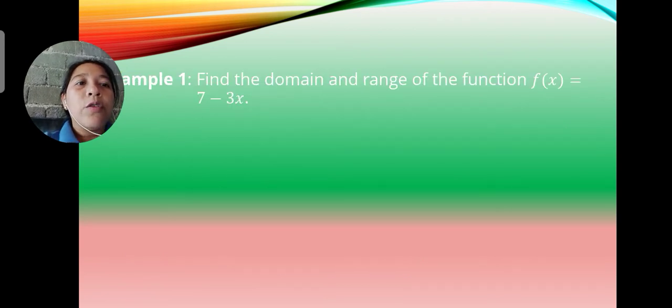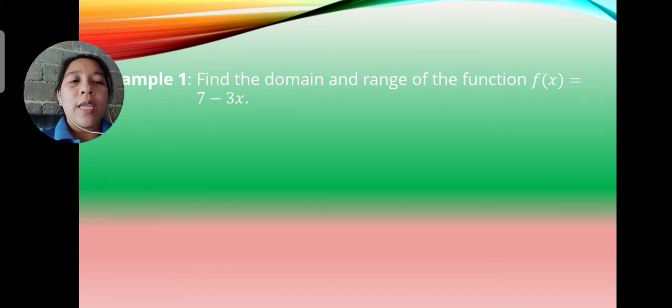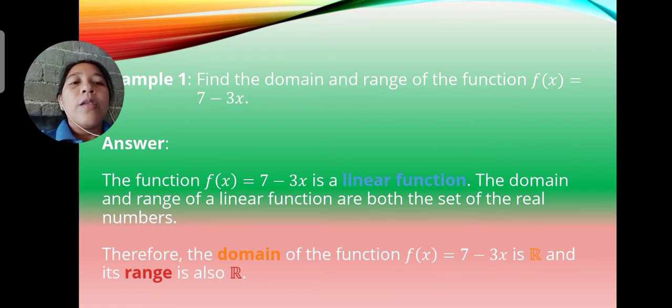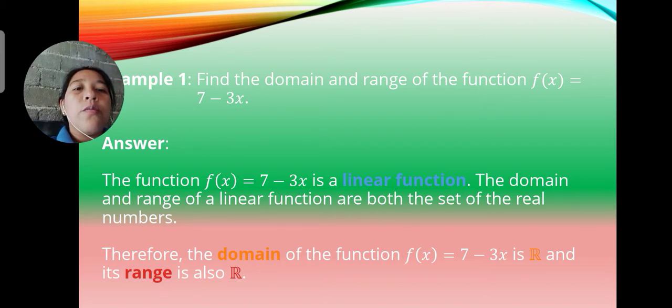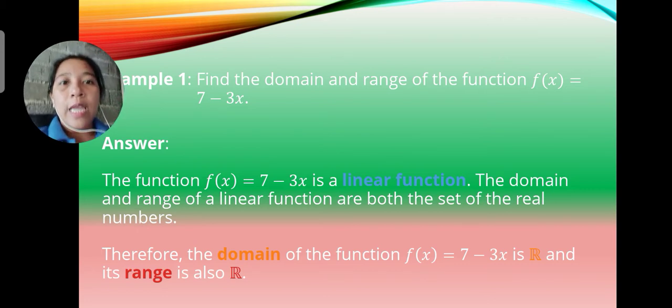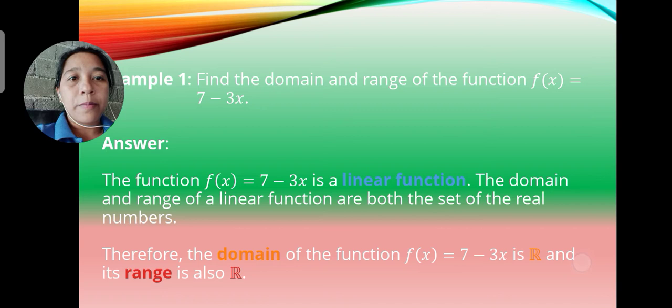Let's find the domain and the range of the function f of x is equal to 7 minus 3x. The solution is: the function f of x is equal to 7 minus 3x is an example of a linear function. So the domain and the range of a linear function are both the set of real numbers. Therefore, the domain of the function f of x is equal to 7 minus 3x is the set of all real numbers, and its range is also the set of all real numbers.